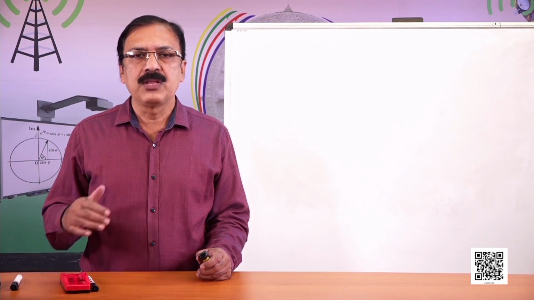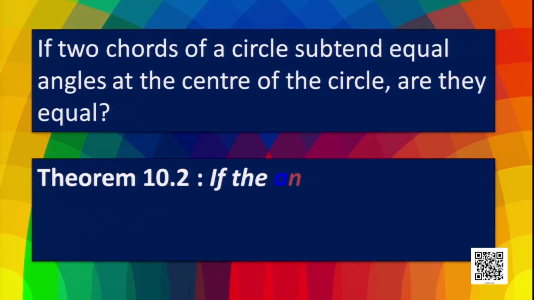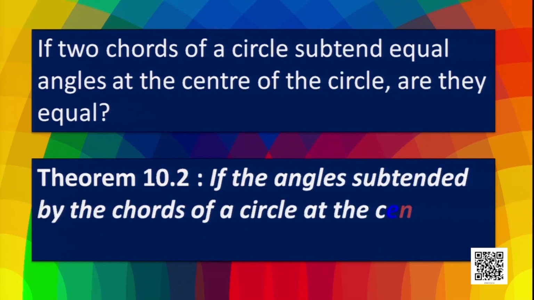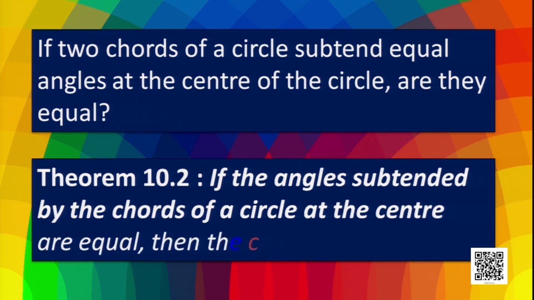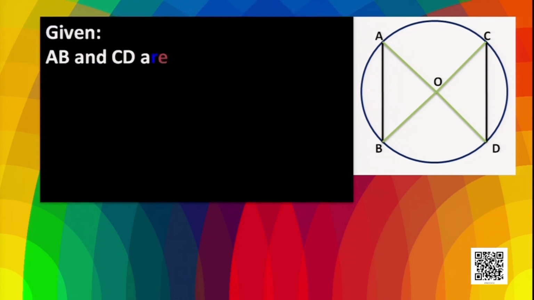Now, the converse of the last theorem states like this: if the angles subtended by the chords of a circle at the center are equal, then the chords are also equal. Now, what is given in the figure? You see, here we have two chords AB and CD, and the subtended angles AOB and COD at the center.